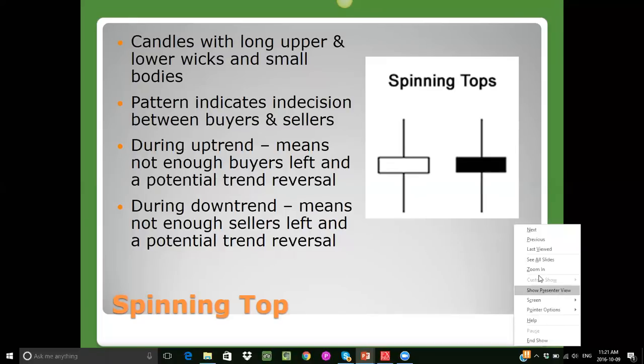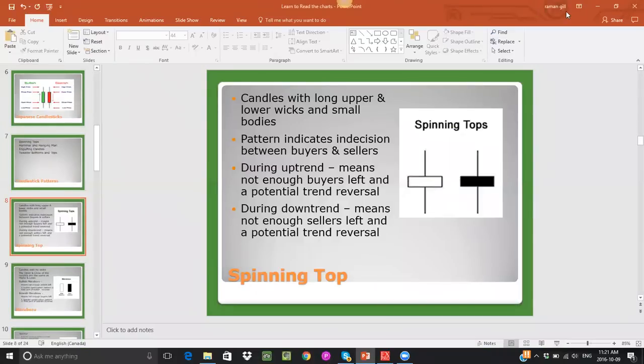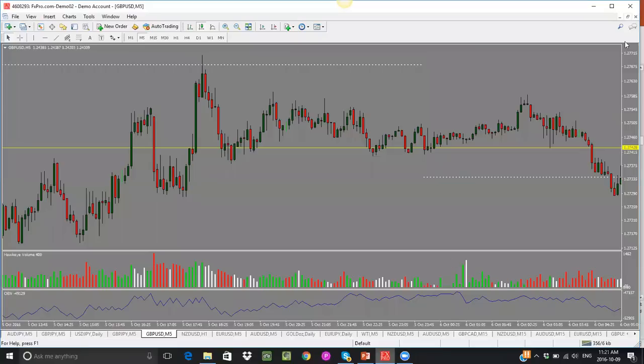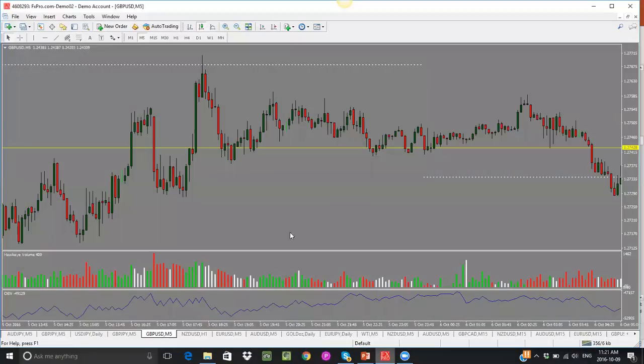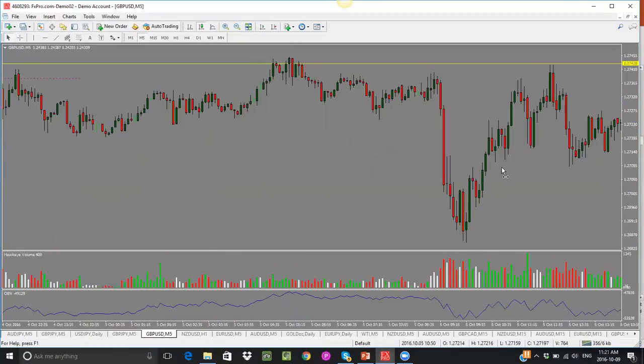Any questions so far about any of the patterns that we have discussed? Okay, so let's move on to the chart. We are going to look for spinning tops. Okay, we will look at the pin bar. There was a question about the pin bars, so I will answer that once we get to the pin bar, in just a bit here.